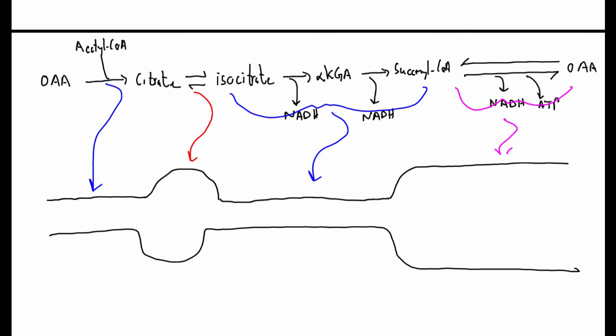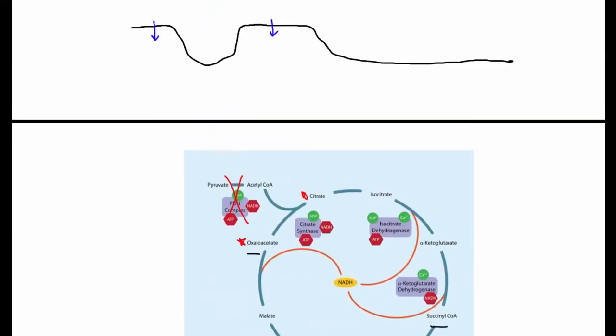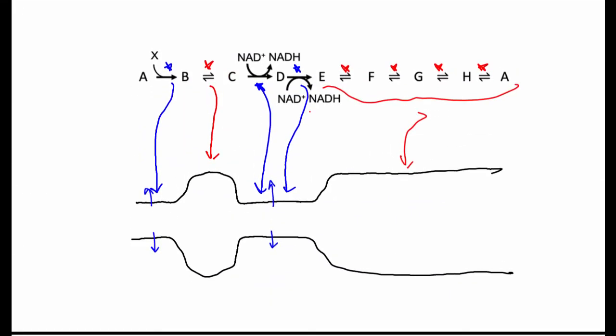Rate limiting steps are the irreversible ones, just as we discussed the last time. In the case of the citric acid cycle, that includes the first and then the third and the fourth steps. Okay, very similar to our hypothetical pathway. In fact, this hypothetical pathway is essentially glycolysis, not glycolysis, but the citric acid cycle.